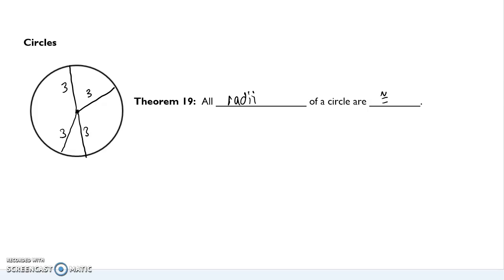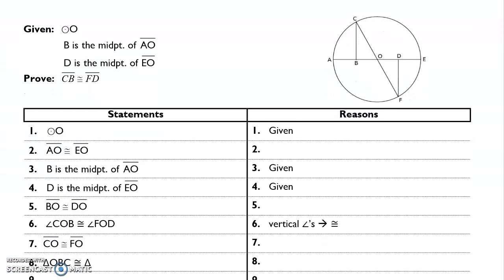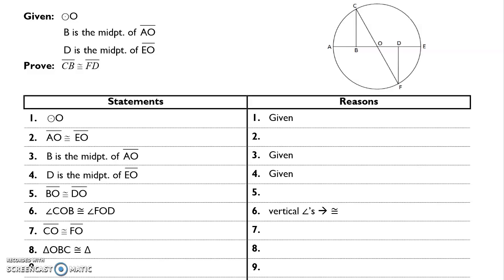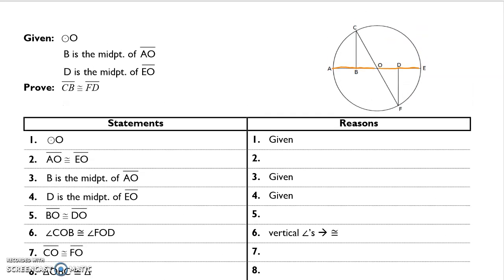So now that we have talked about that theorem, we can now use that in proofs as well. And that leads us to our next proof. Here's how we use that theorem. You have to be given that it's a circle. So you can't assume it's a circle, but we've been given circle O. So I have to state that given statement. But now that I know it's a circle, I know that AO and EO are congruent.